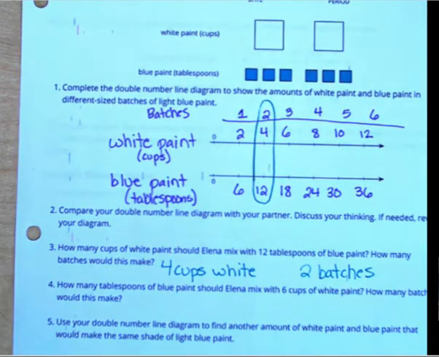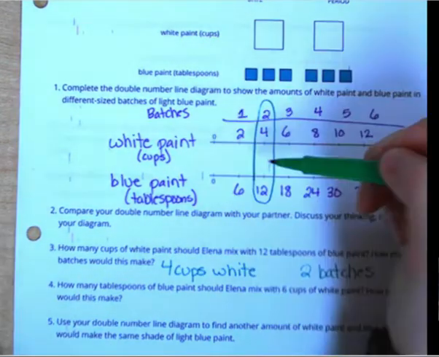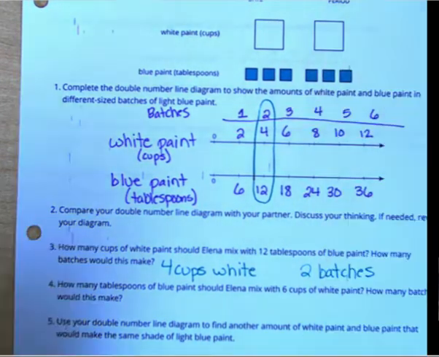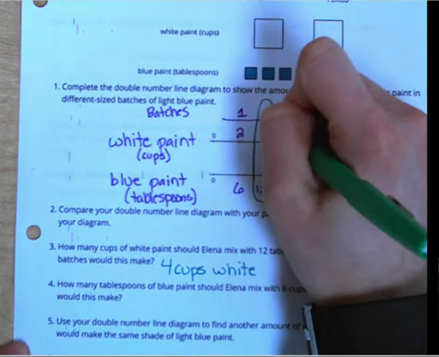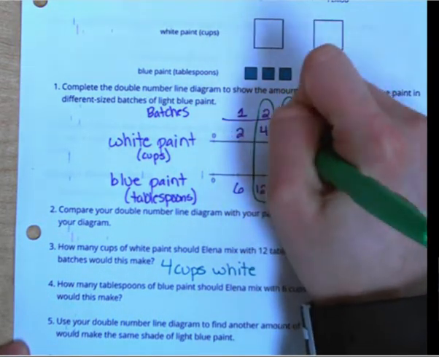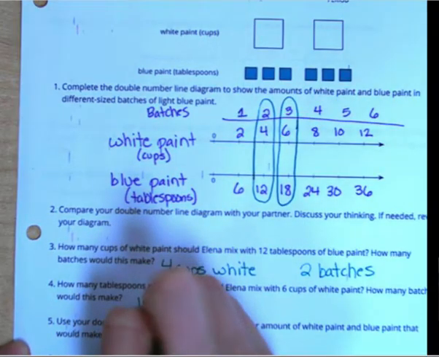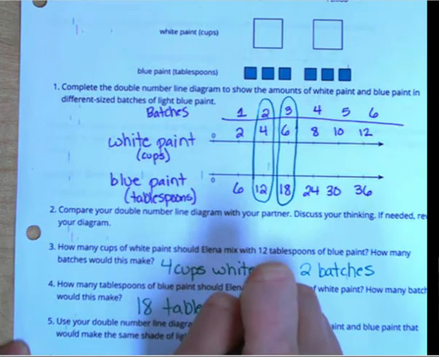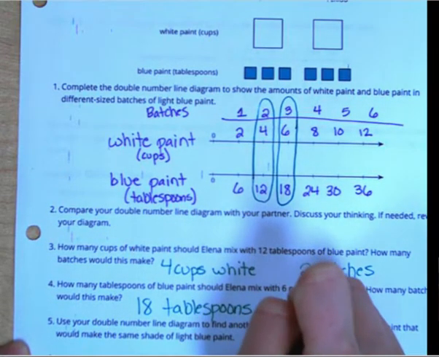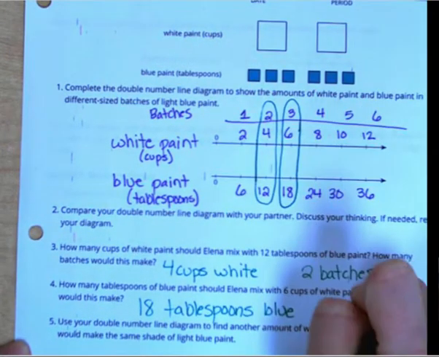So when we're finding our equivalent ratio, we want to make sure that we circle straight up and down. How many tablespoons of blue paint would we mix with 6 cups of white? So if we have 6 cups of white, right here, it looks like we would need 18 tablespoons of blue. And that would be 3 batches.